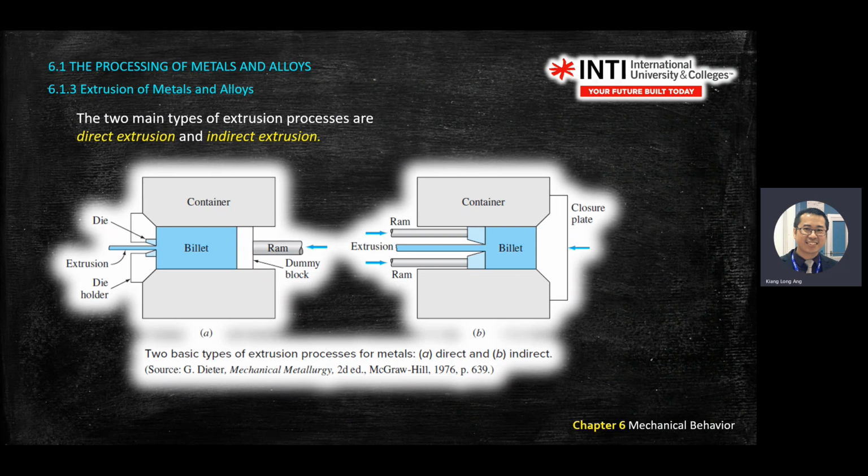If you're defining direct extrusion, it means the direction is parallel and the same direction as your ram. It falls under direct extrusion. If it's indirect, it means your extrusion product is in the opposite direction from the ram.